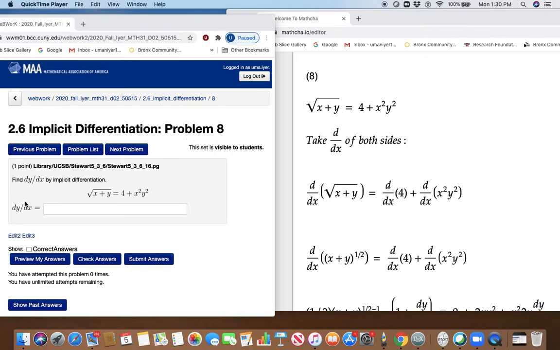Problem 8. Find dy/dx by implicit differentiation. Square root of x plus y equals 4 plus x squared y squared. Take the derivative with respect to x of both sides. The derivative of the left equals the derivative of the first term plus the derivative of the second term.